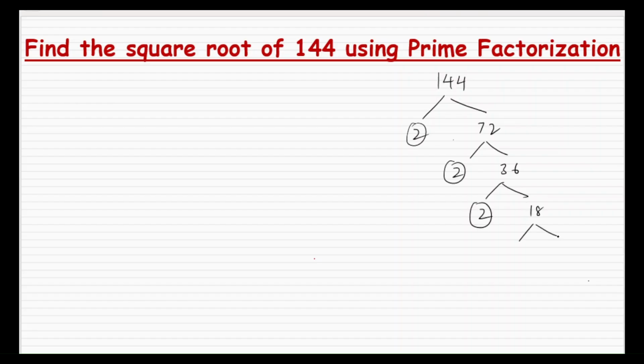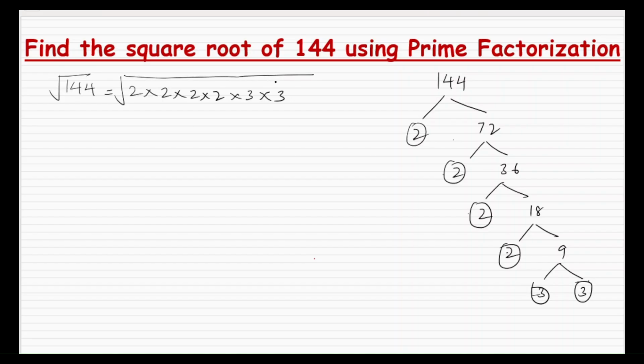2 is prime. 18 is 2 times 9, 2 is prime. And 9 is finally 3 times 3, and we know that 3 is a prime number. So the prime factorization of 144 is 2 times 2 times 2 times 2, this 4 times, and then I have two threes. So 3 times 3. So if I want to find the square root of 144, I will take the square root on both the sides.